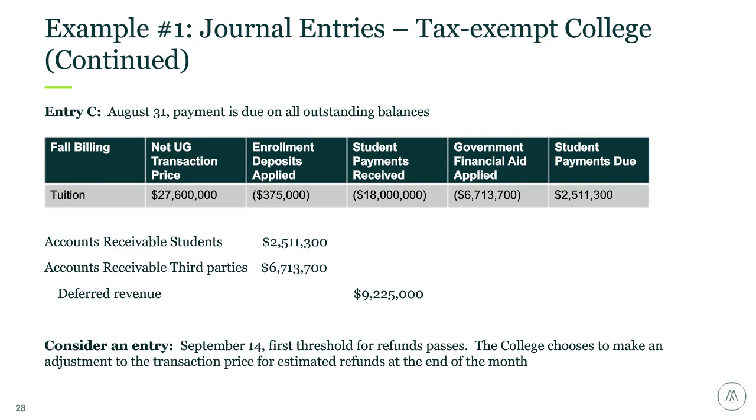On September 14th, the first threshold for refunds passes. The college chooses to bypass an entry here and instead make an adjustment to the transaction price for estimated refunds at the end of the month.